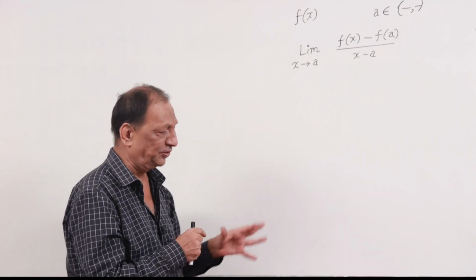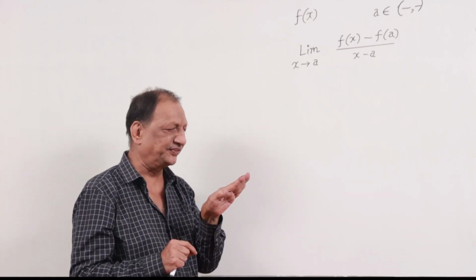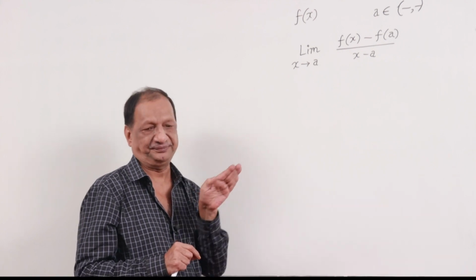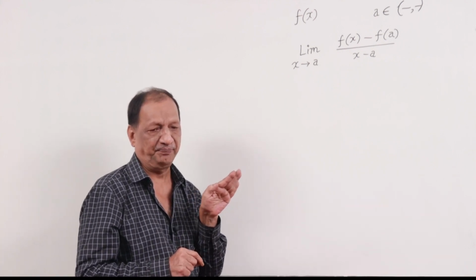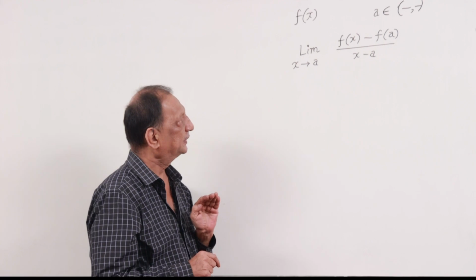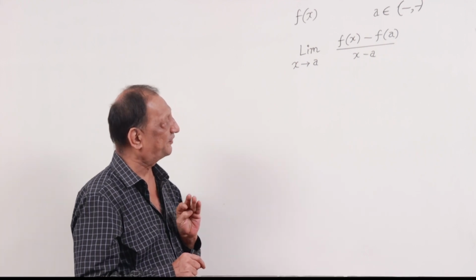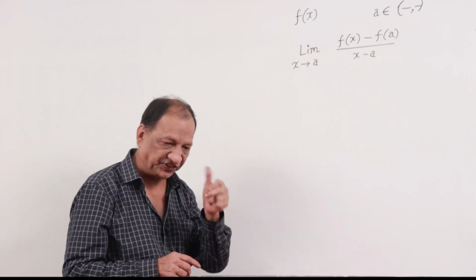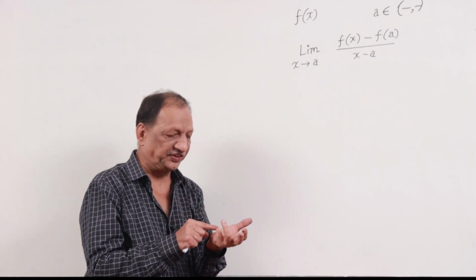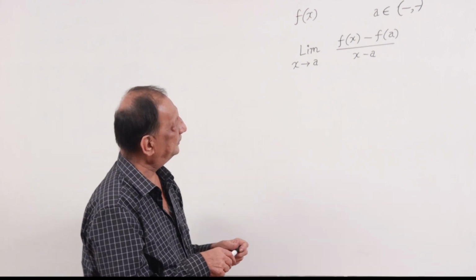The tangent at that point is the direction in which the car is facing on a smooth curve, the same as the tangent direction. No? That will be the limit of f(x) minus f(a) by x minus a. This must exist. The first condition is that it must exist, right?